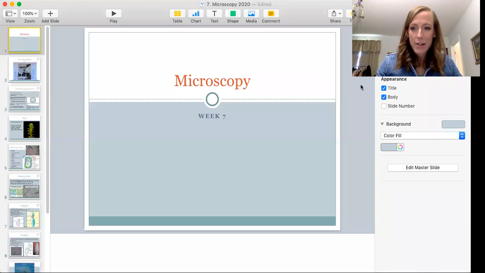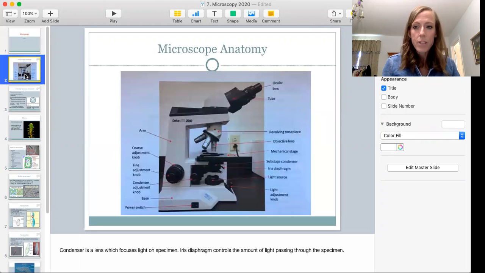Hello, Gen Bio. This week we are looking at an introduction to microscopy in lab, which is one of my favorite topics to cover in lab because I just think it's so cool. We get to observe things that would ordinarily not be able to be seen with the naked eye. So I really think this is a cool segment. Before we delve in, we are going to introduce you to the anatomy of the microscope.